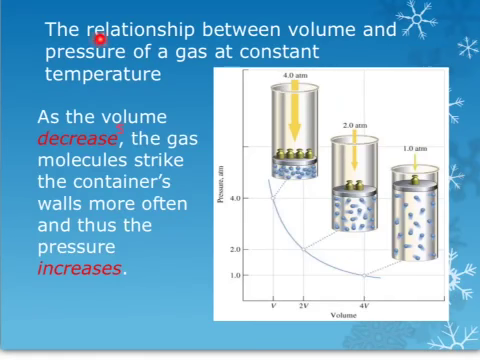Now we look at the relationship between the volume and the pressure of a gas at constant temperature. As the volume decreases, the gas molecules strike the container's walls more frequently, and thus the pressure increases. This is illustrated by this graph here. We have here a fixed mass of gas inside this cylinder, and as the gas is compressed, the volume decreases, but the pressure increases.